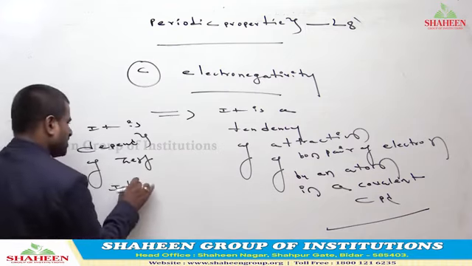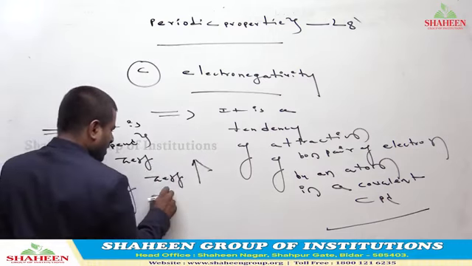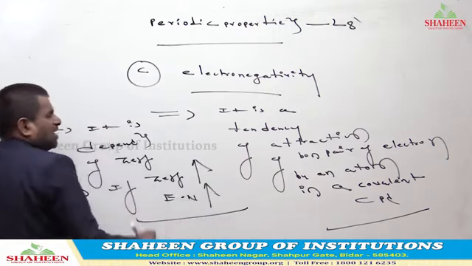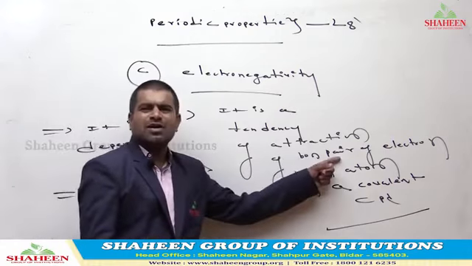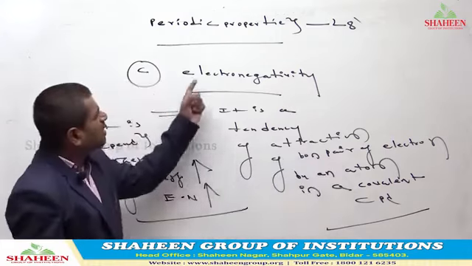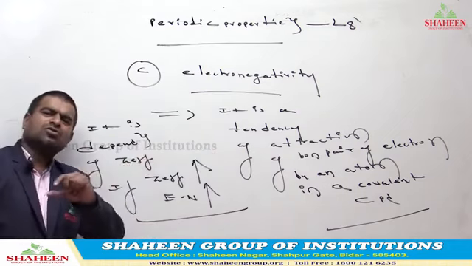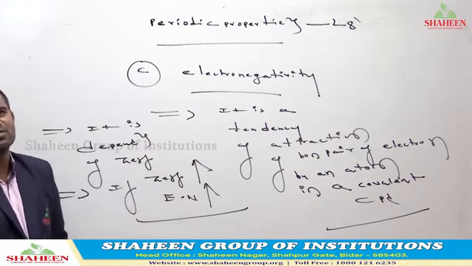If Z effective increases, electronegativity also increases, because the tendency of attraction of electron density also increases. The tendency of attraction of the bond pair of electrons in a bond is called electronegativity. It depends on the Z effective value. Nuclear charge increases, attraction increases, therefore electronegativity increases.